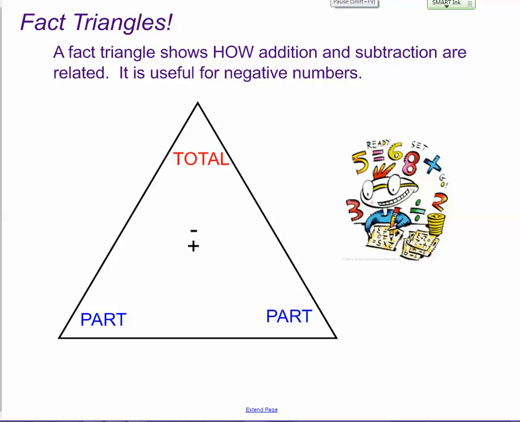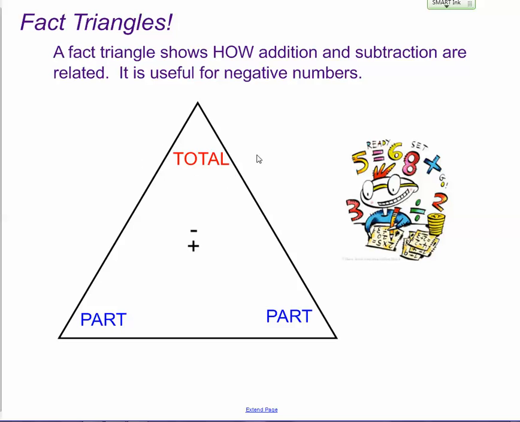We did a really brief lesson today about fact triangles because it's really important for you to understand how addition and subtraction are related. It's a really useful tool for negative numbers and especially for our next lesson where we're solving equations. This fact triangle can really help you arrange what you know so you can solve for a missing piece. So it simply is like this.